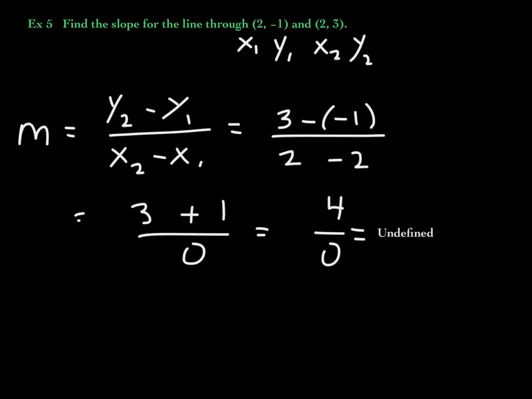All right, I hope this is what you got after finding the slope. It is undefined because you can never divide by 0. So then what kind of line is this? You're right, it's a vertical line. All vertical lines have undefined slope.